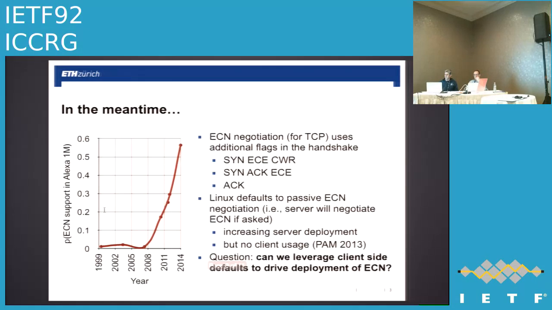So in the meantime, when we talk about a failed deployment, you usually don't see hockey sticks on charts. This is the proportion of ECN support in the Alexa top million web servers from 1999 to 2014. These data points here are right after ECN. There was a little bit of a hiccup here where people actually turned it on and forgot to turn it back off. They turned it back off here.